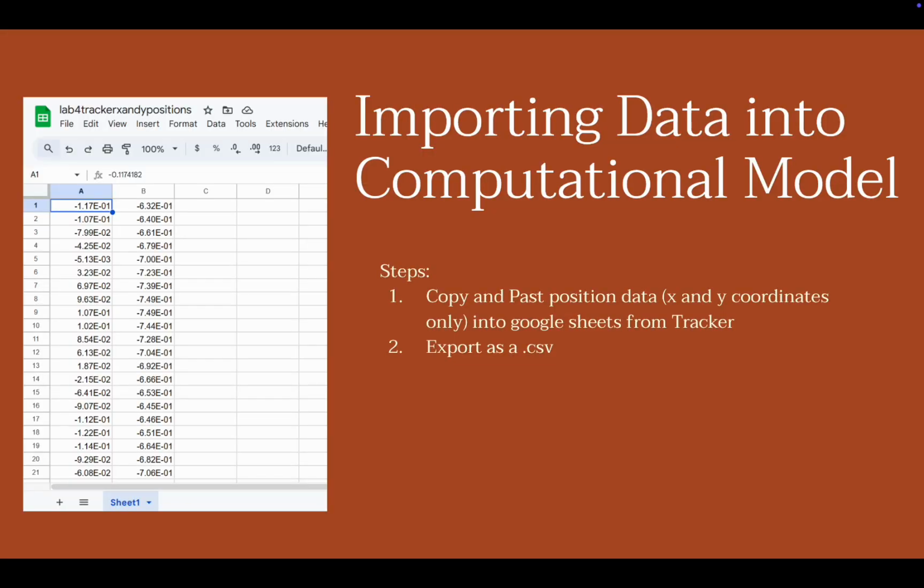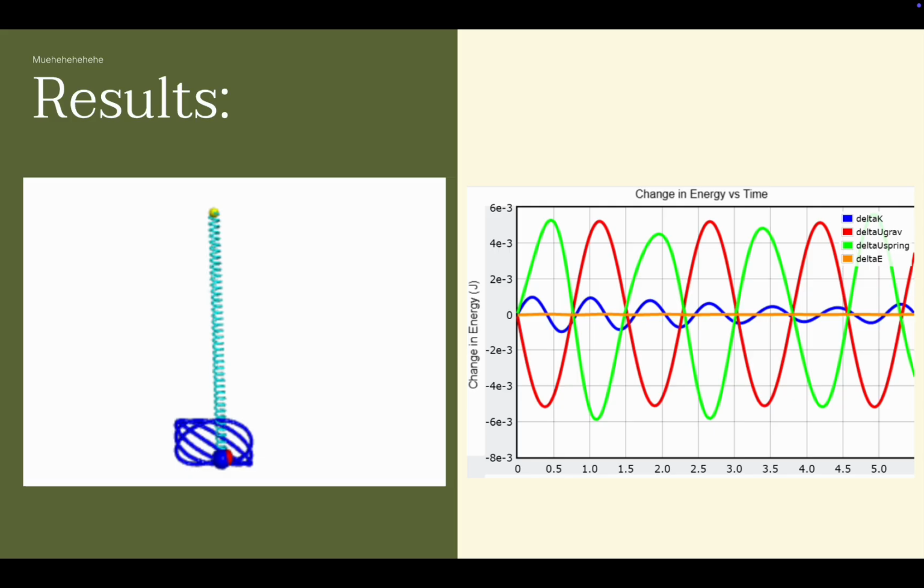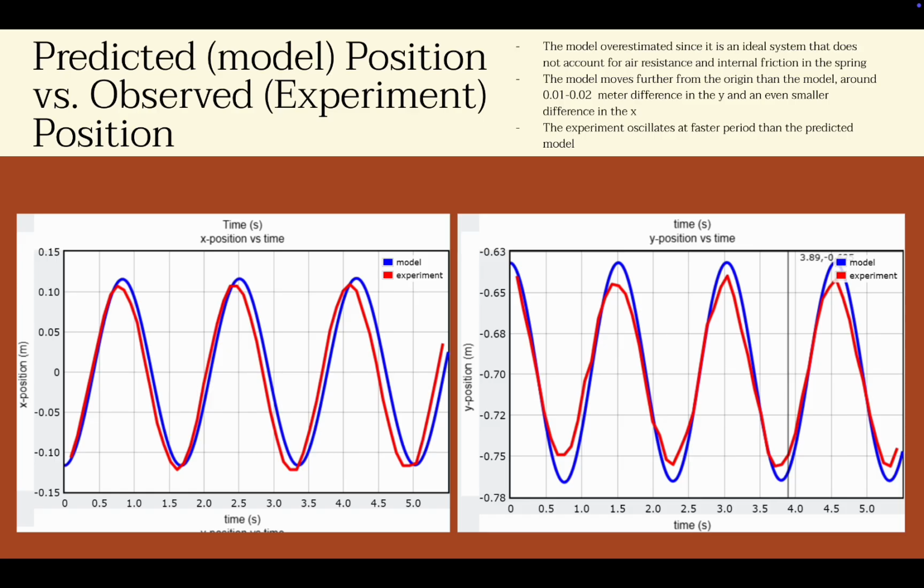To finish the computational model, we needed to insert a .csv file for the program, and to get this, we first copy and paste the position data using the x and y coordinates from Tracker into Google Sheets. Then we export a .csv and upload that into GlowScript. As a result, we get these two images. On the left, you can see the spring mass movement, and on the right, you can see the relation between all of the energies.